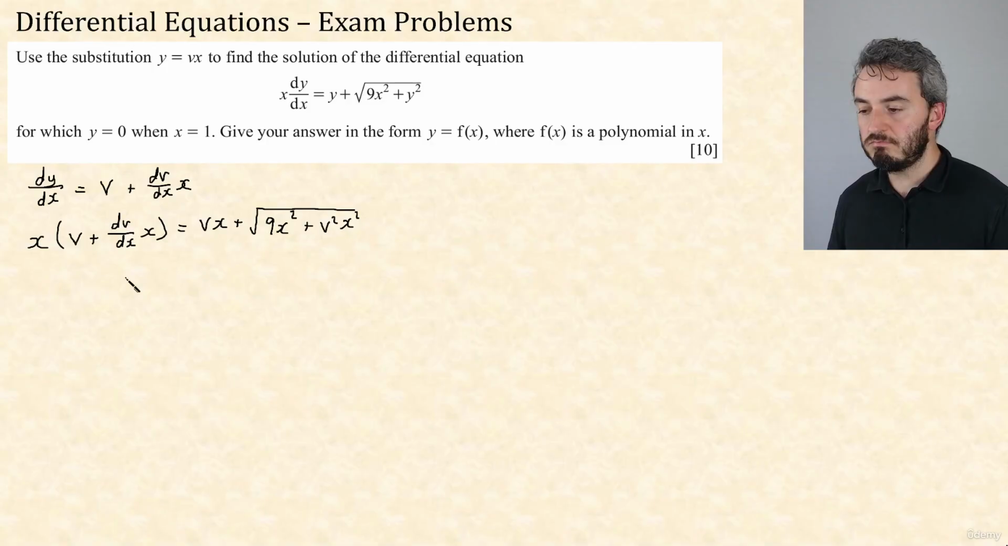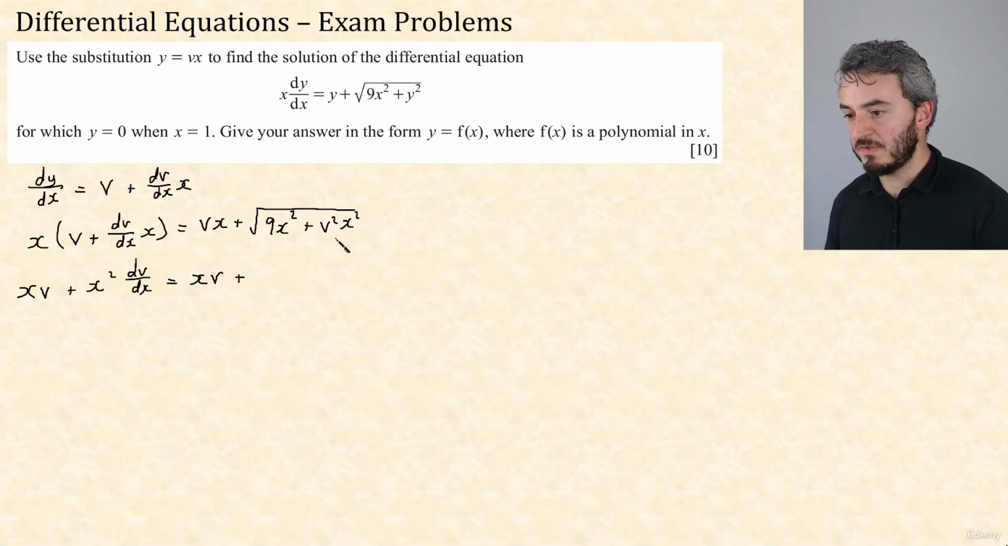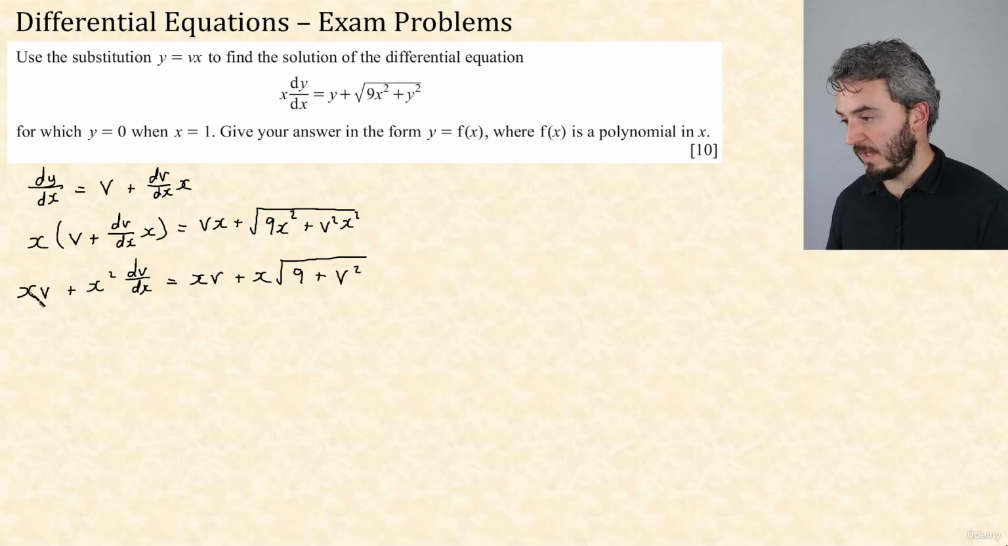Okay, so we're either going to be separating variables or doing integrating factor. To figure it out, let's just expand and see. Well, I get xv here. That's good. That's going to cancel with that. Plus x squared dv by dx equals xv plus, and look, I'll pull out an x squared from here and root it, giving me x root 9 plus v squared. This is actually really good because look, the xv's cancel. Divide both sides by x, and I've got x dv by dx equals root 9 plus v squared.